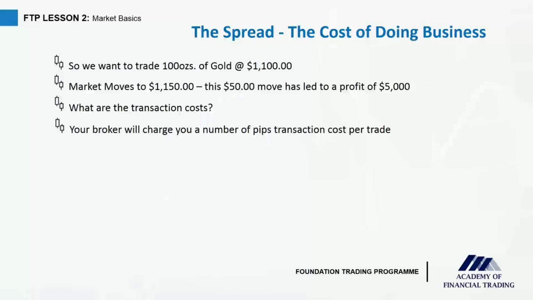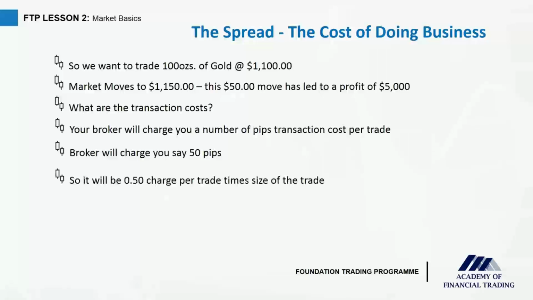So imagine if it was gold, imagine the broker has a set fee of 50 pips for the gold market. And imagine that would then be 0.50 per your trade size per trade. Okay, so it would be 100 ounces multiplied by 0.50, and that equals $50.